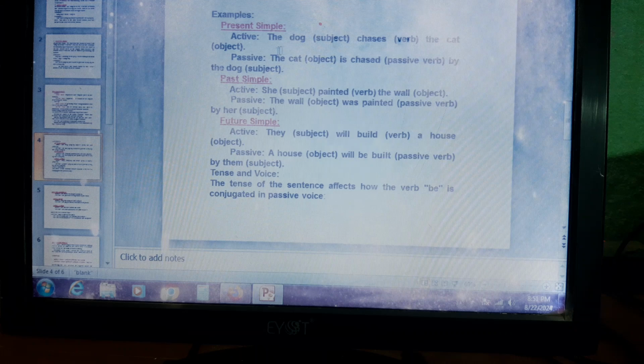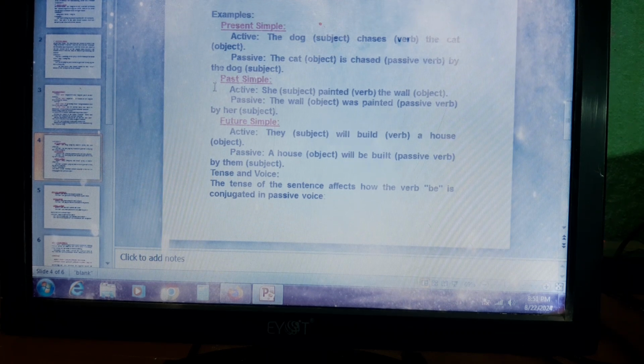Example: present simple, active: the dog chases the cat. Passive voice: the cat is chased by the dog. You see, the subject becomes the object. Do you follow?